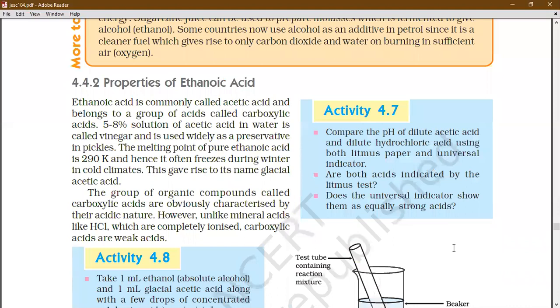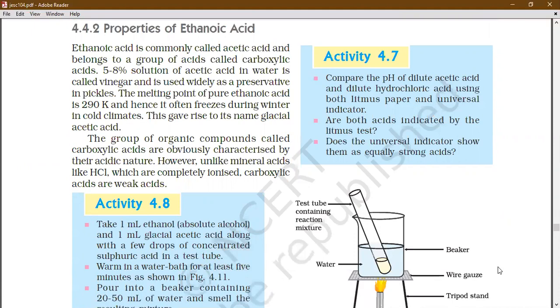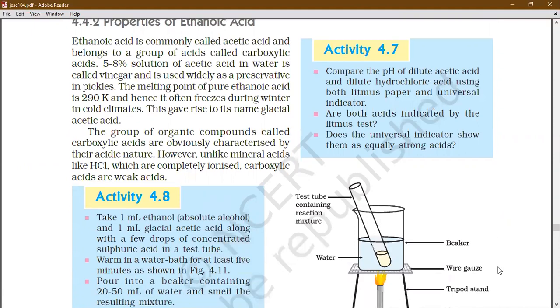Properties of ethanoic acid. Ethanoic acid is commonly called acetic acid and belongs to a group of acids called carboxylic acids. A 5 to 8% solution of acetic acid in water is called vinegar and is used widely as a preservative in pickles. The melting point of pure ethanoic acid is 290 Kelvin, and hence it often freezes during winter in cold climates. This gave rise to its name, glacial acetic acid.